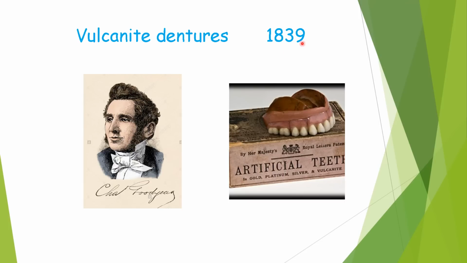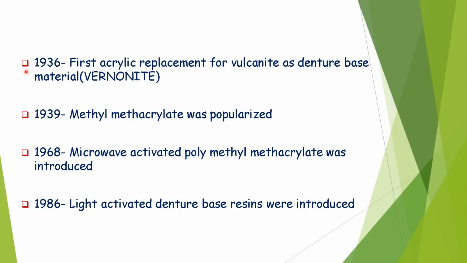In 1839, Charles Goodyear proposed the first vulcanite dentures. In 1936, the first acrylic replacement for vulcanite as denture base material, known as Vernonite, was introduced. In 1939, methyl methacrylate was popularized. In 1968, microwave-activated polymethyl methacrylate was introduced. And in 1986, light-activated denture base resins were introduced.